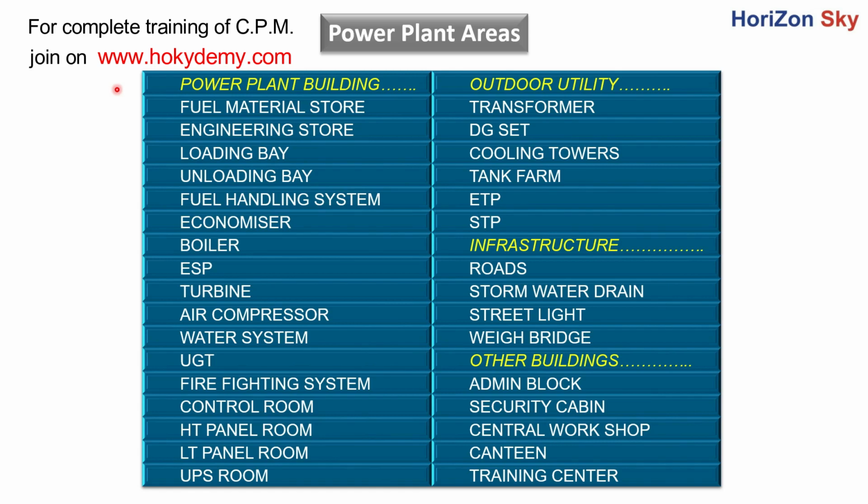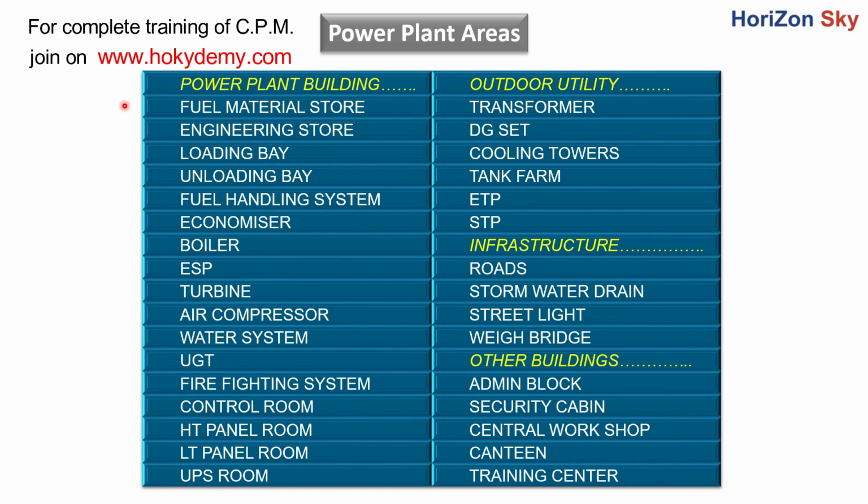What kinds of areas are included in that building? So firstly, we have the fuel material store. The main function or purpose of a power plant, in very simple or layman words, is to convert mechanical energy into finally giving output in electrical energy. So some kind of fuel or raw material will be needed for that.